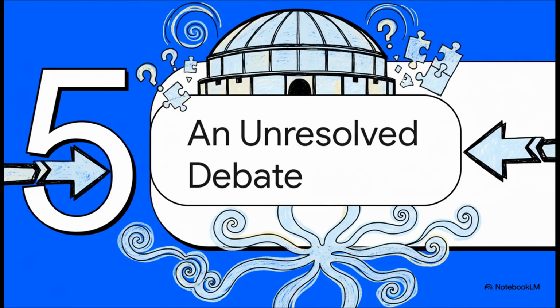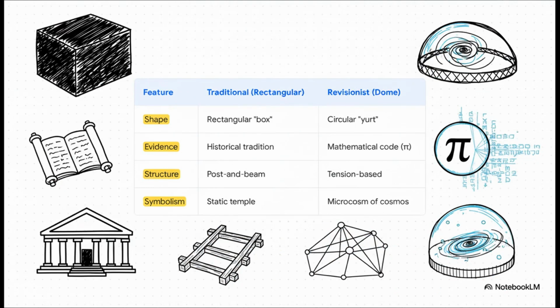So, where does all this leave us? Well, it leaves us with a really fascinating and pretty contentious debate that is far from over. Let's just quickly recap the two sides here. You've got the traditional model, a rectangular box based mostly on historical tradition. Then you have the revisionist model, a circular dome based on a mathematical code in the text itself, backed up by linguistics and engineering. One is kind of static, like a mini-temple. The other is this dynamic, living model of the cosmos.